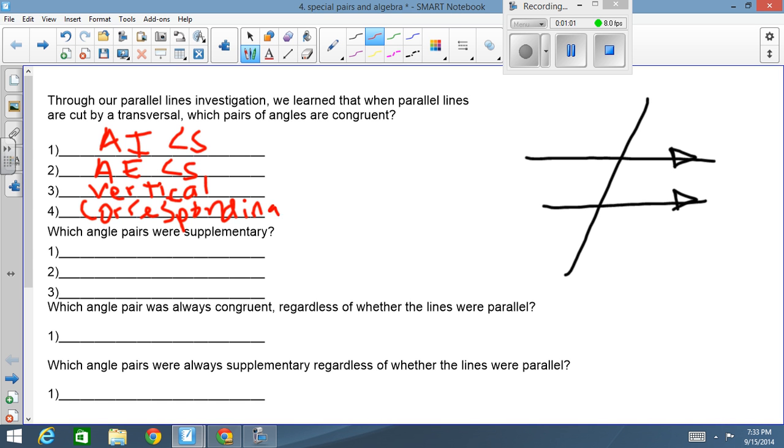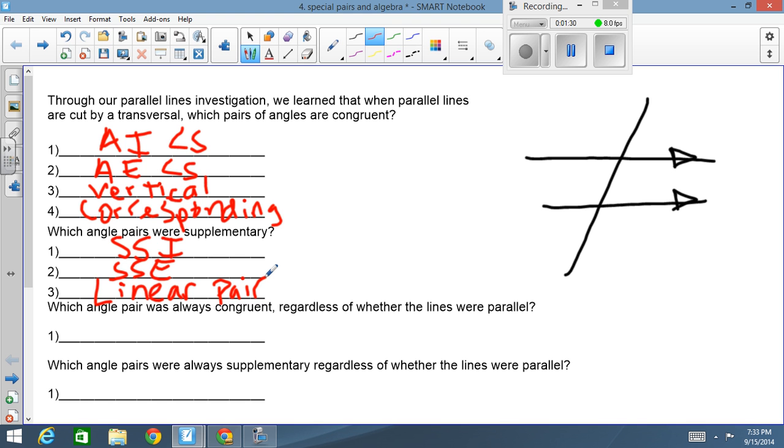How about when we talked about the angle pairs that were supplementary? Well, what's left? Same side interior, same side exterior. Each of those special angle pairs add to 180. And then we also had the linear pair. Linear pair, those are supplementary.